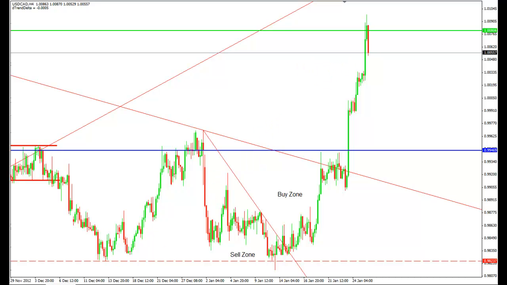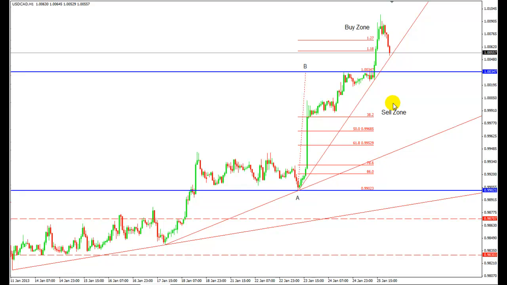But let's take a quick look at the 1 hour. Because what we've got on the 1 hour is we've got the A at 0.9902 and the B is at 1.0034. And you can see I've got this inner trend line now, okay? So if we're going to get this move back, then we're certainly going to see the break of this inner trend line and potentially a move to this outer trend line.